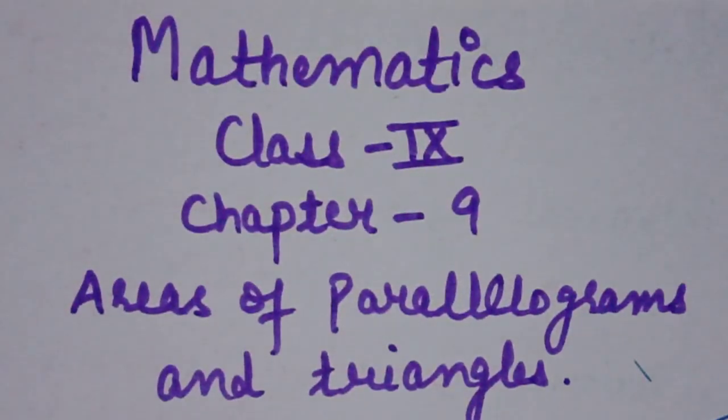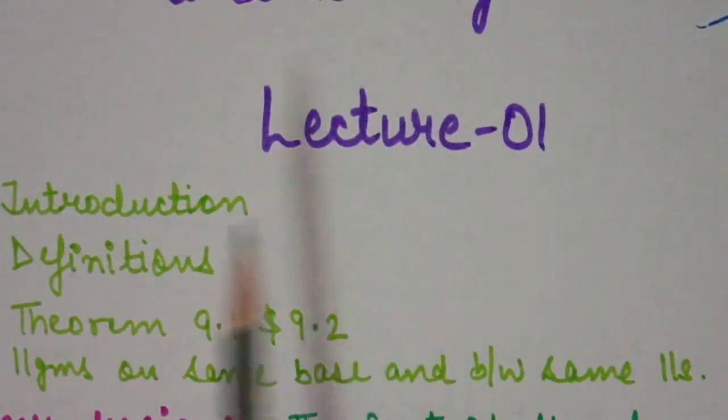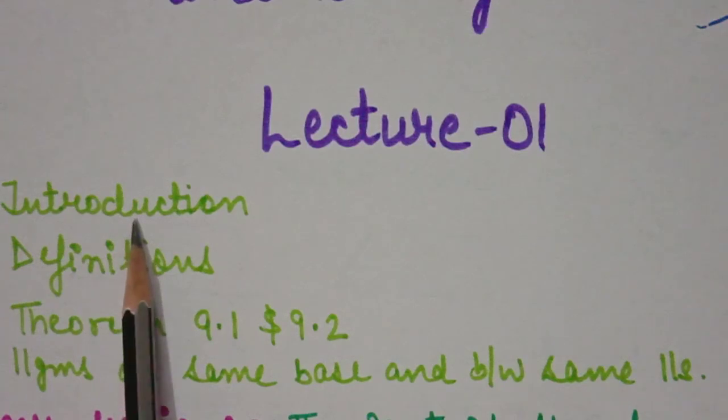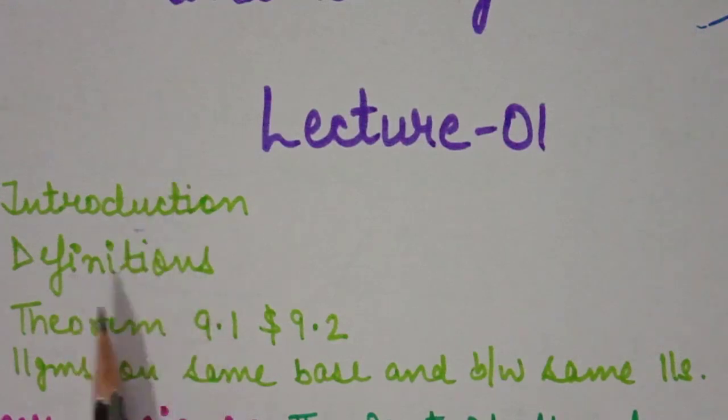So students, this is your lecture 1. In this lecture, we will discuss the introduction. It means some previous knowledge related to this chapter: all the definitions, theorem 9.1 and 9.2, and the concept of parallelograms on the same base and between the same parallels. So students, in this lecture, we will discuss all the definitions with theorems and the most important concept, that is, what happens when two parallelograms lie on the same base and between the same parallels.